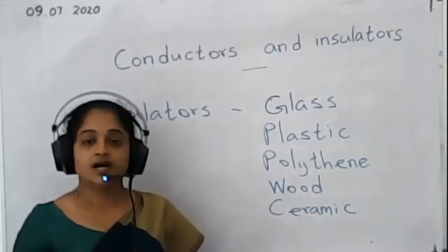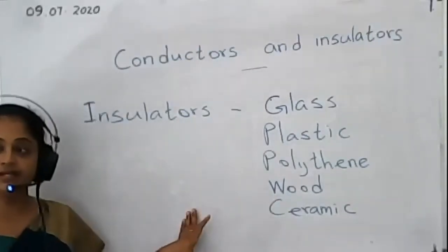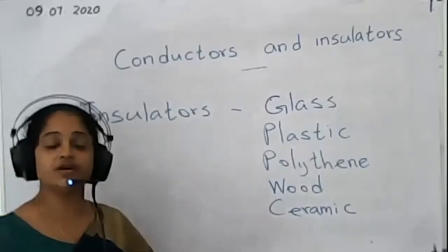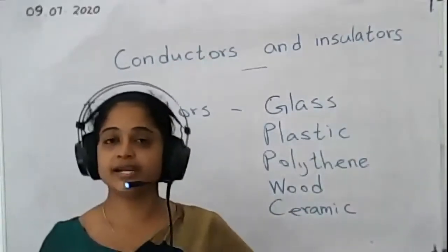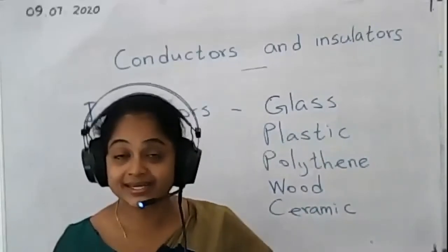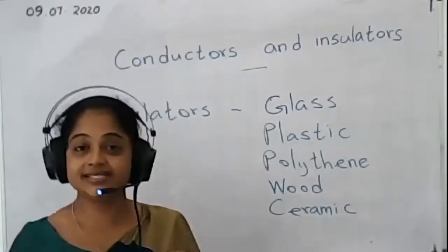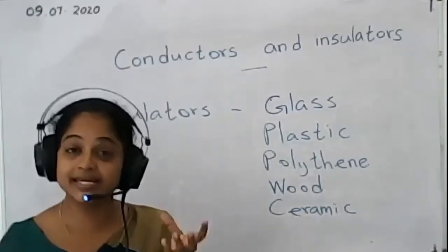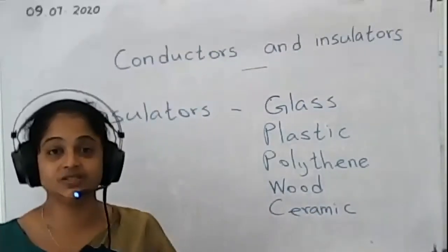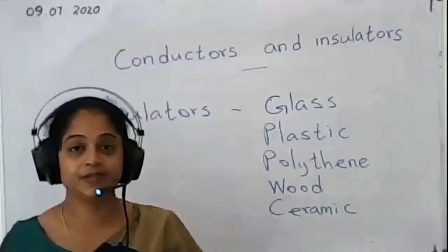There is a special metal, mercury. What is the special feature of mercury? Have you ever heard about mercury? It is a metal, but it is in the liquid state. Though it is a liquid, it can conduct electricity. That is the special thing. Okay.